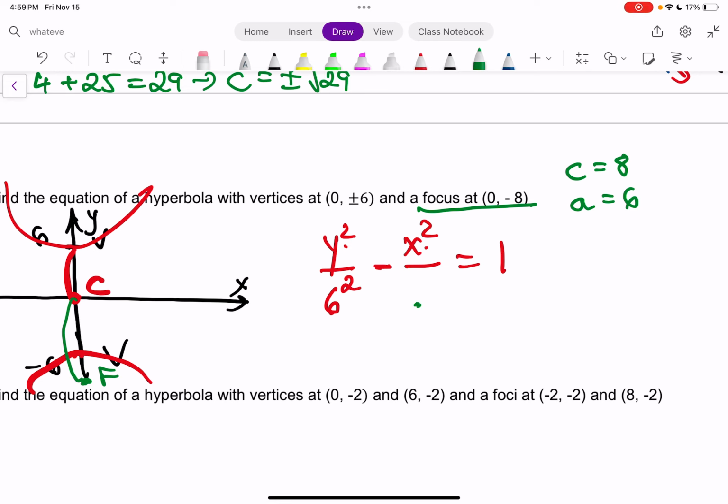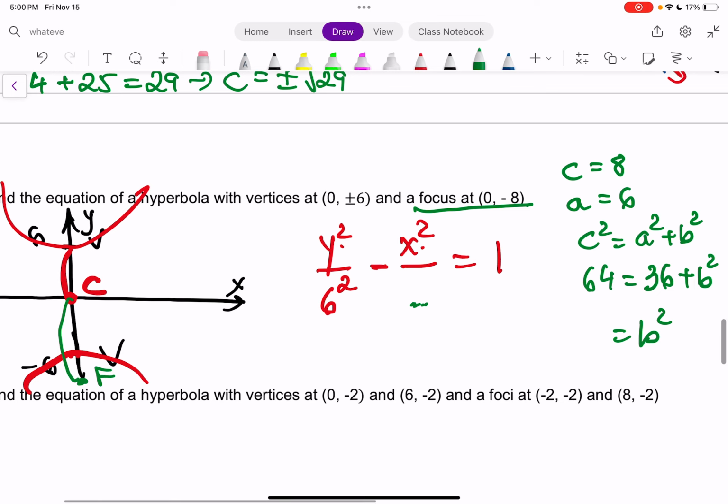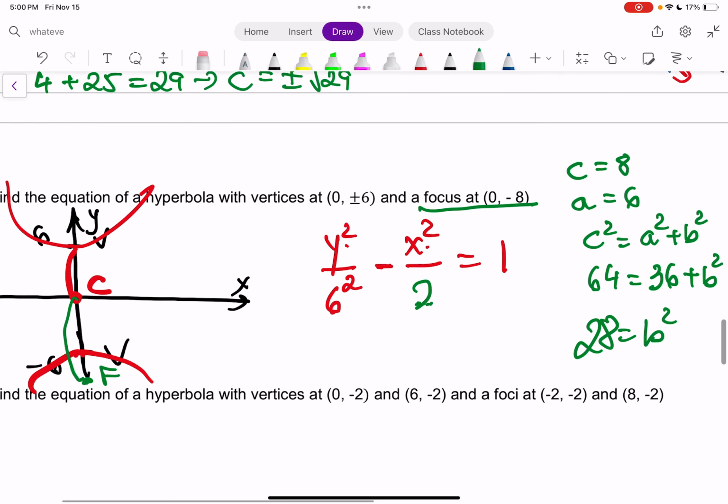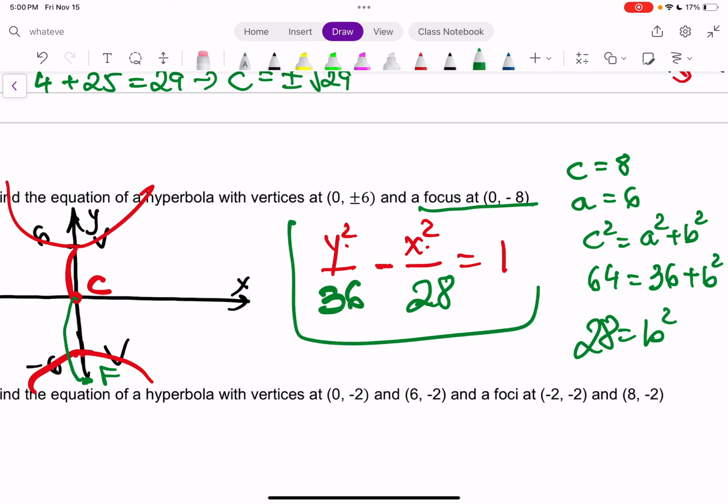So I have enough information to find the B value. So we know C squared is A squared plus B squared. So 8 squared is 64, 6 squared is 36. So that's it. I'm going to find B squared out of that. Really quick, 64 minus 36 is 28. So that's what goes under here. 6 squared, of course, we know is 36. And here's the equation.